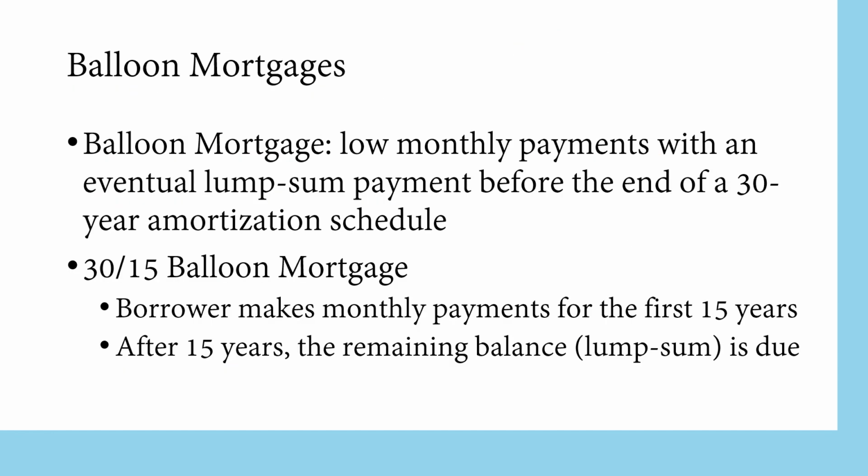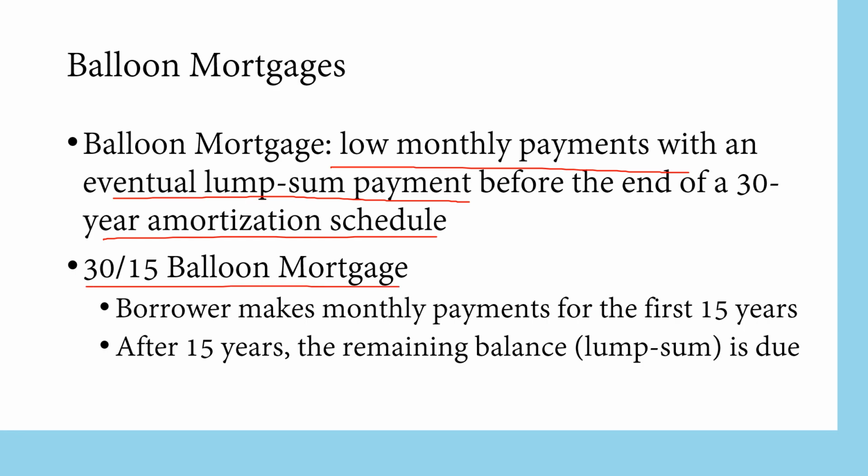Balloon mortgages have low monthly payments with an eventual lump sum payment before the end of a 30-year amortization schedule. An example is a 30-15 balloon mortgage. In a 30-15 balloon mortgage, the borrower makes monthly payments for the first 15 years. After the 15 years are over, the remaining balance, which is a lump sum, is due.